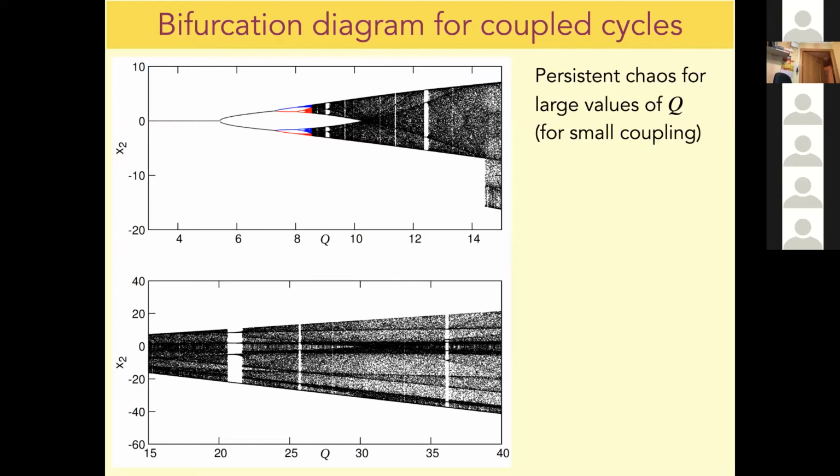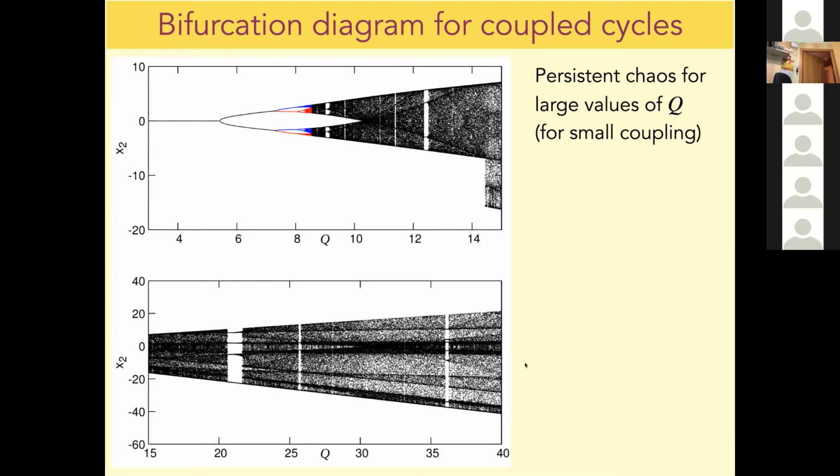So very weak coupling immediately gives you chaos, contrary to the usual situation where you start with coupled limit cycle oscillators and then need strong coupling to have chaotic behavior. Here chaos appears for very small values of coupling. And so this is the main numerical message.